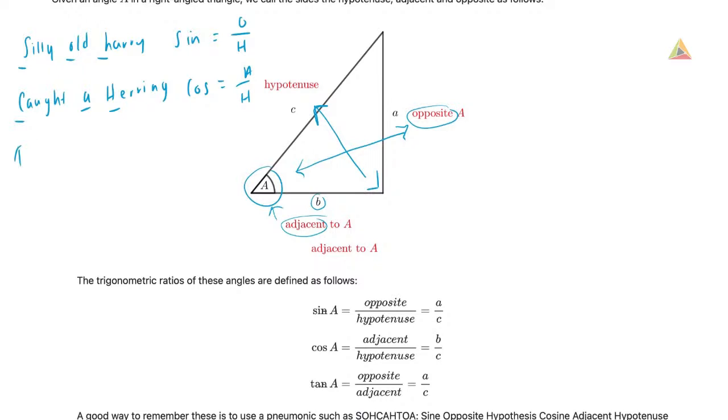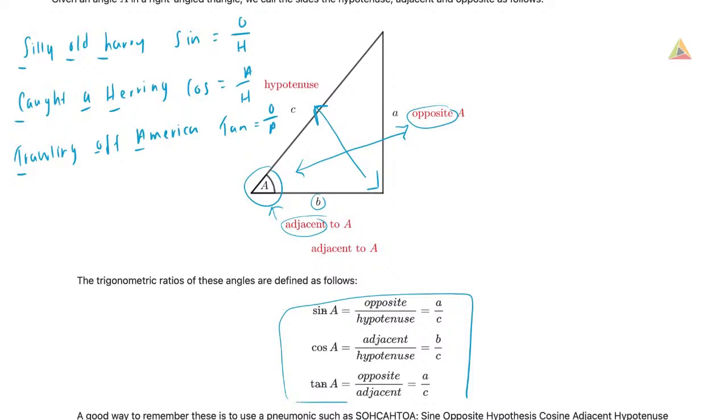And then tan, so Trolling Off America, so T-O-A. And then to write that into the formula, tan is equal to O, the opposite over the adjacent. So they're the three rules there, and I've just given you a rhyme to help you remember them.